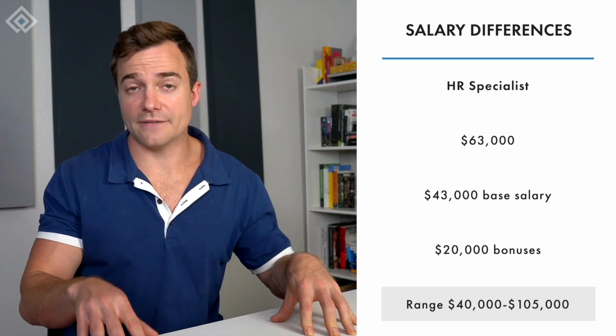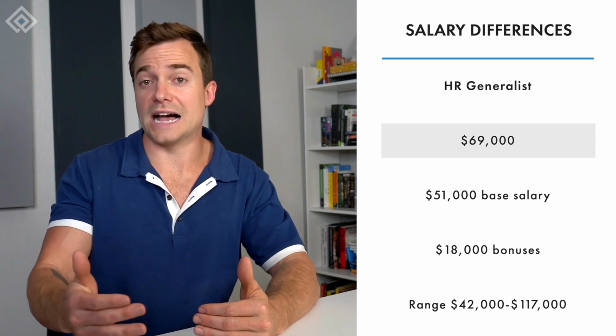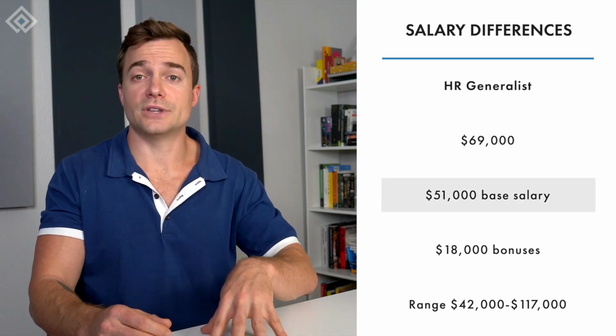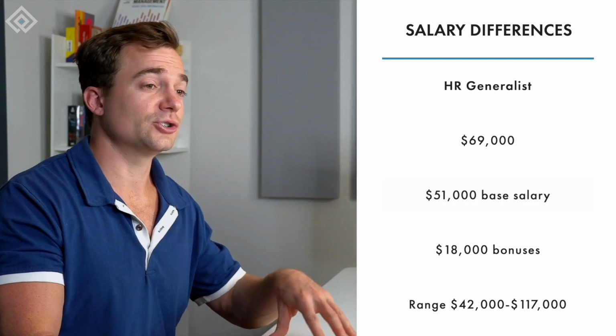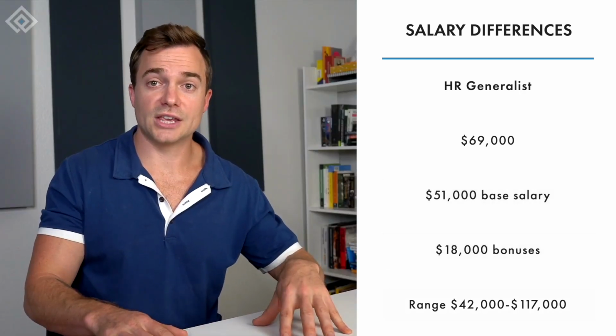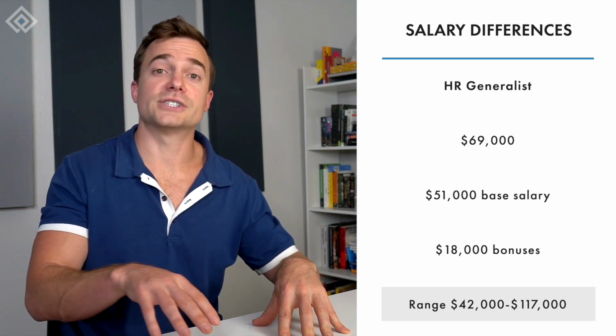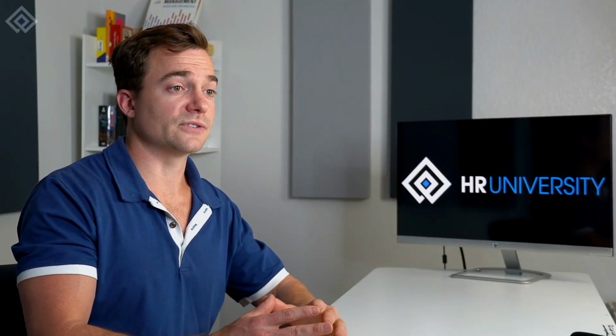and ends at $105,000 annually. And on the other hand, an HR generalist earns $69,000 per year in the US, according to Glassdoor. And this figure includes $51,000 as a base salary and an additional $18,000 in increments and bonuses. However, in the US, a human resources generalist salary can fall between $42,000 and $117,000 per year. And although salary plays a critical part in your career path decision-making, there are other elements to consider. Now let's check the career paths for both roles.